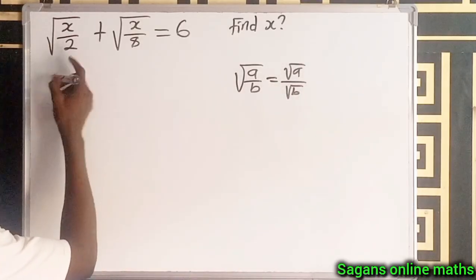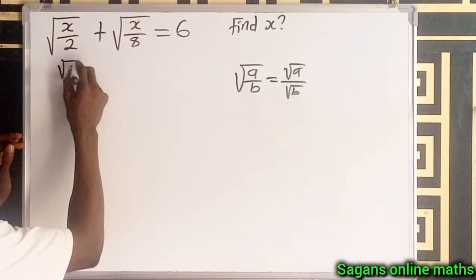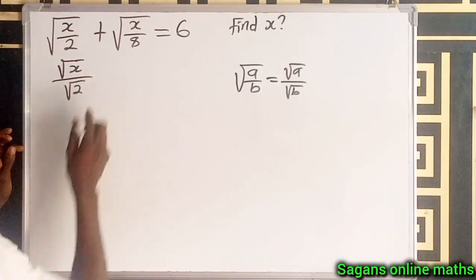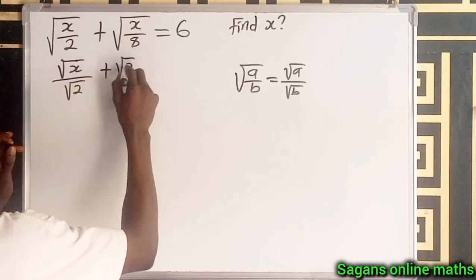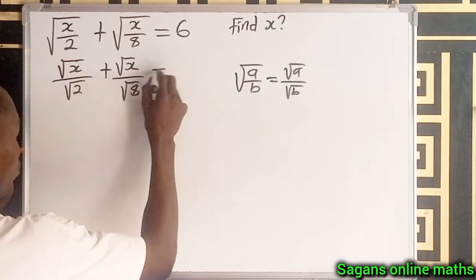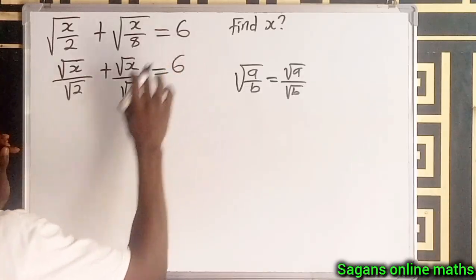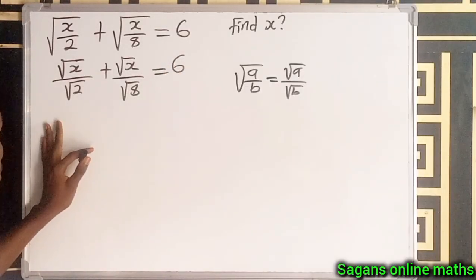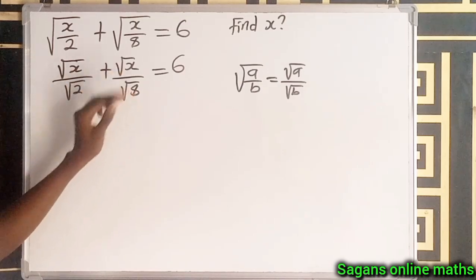So from here, we can also write this as root x divided by root 2, by obeying the rule of surds. Then plus root x divided by root 8 equals 6. That's our first step. Now let's observe carefully. We can see that something is common. What is common? We have root x here, and we have root x here.